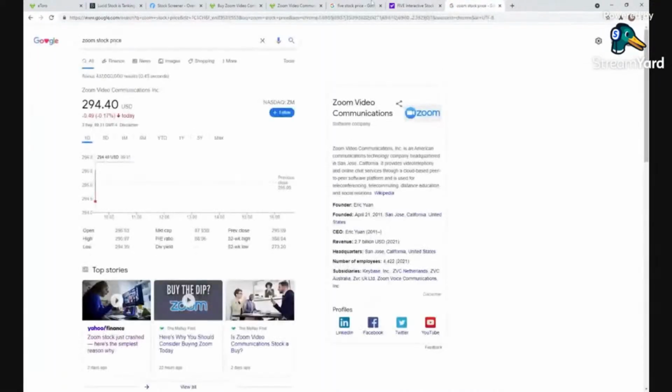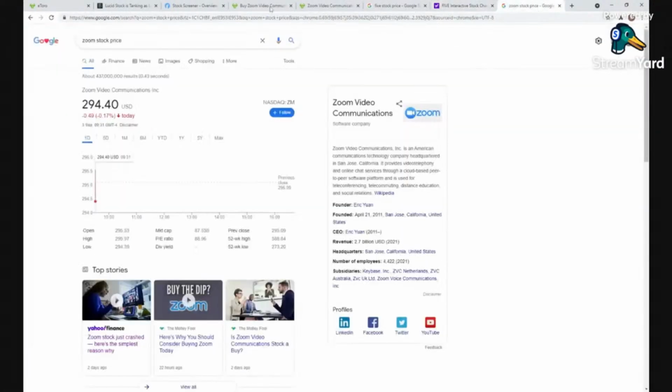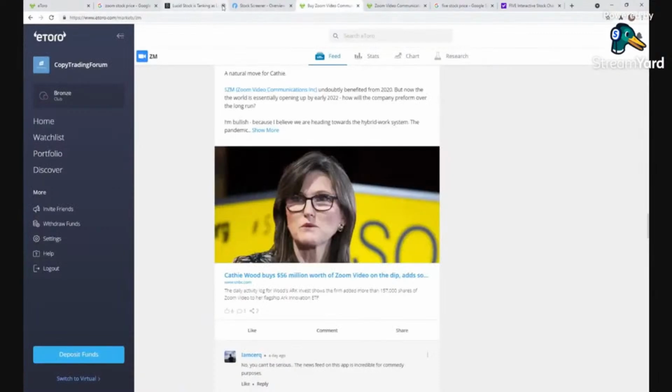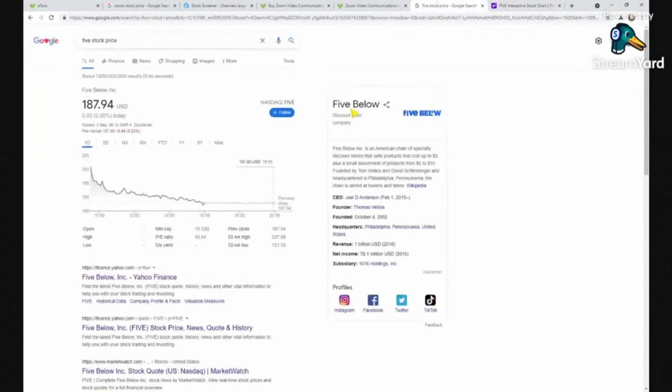Just close off some of these charts, and you can even just watch it on Google, the easier view there. But I usually use Yahoo Finance, but it's just slowing down the PC here. Okay, the next stock I found to watch was Five. Okay, so this is the stock here. So it's Five Below. It's an American retail store.